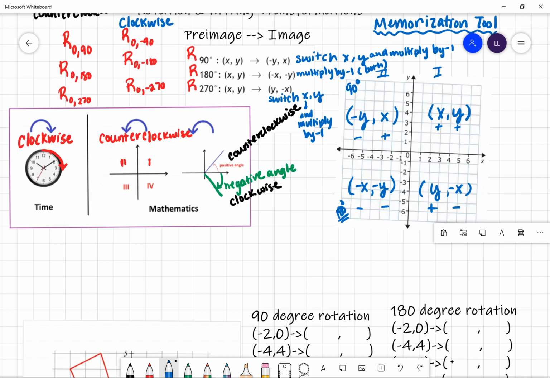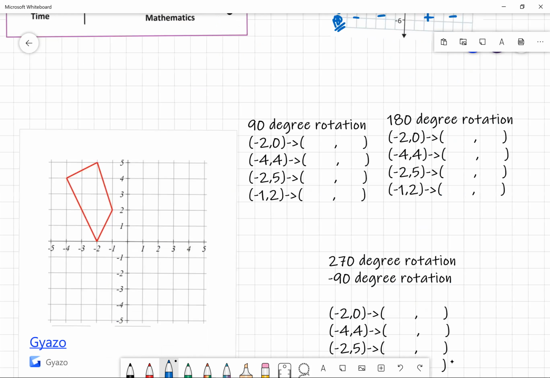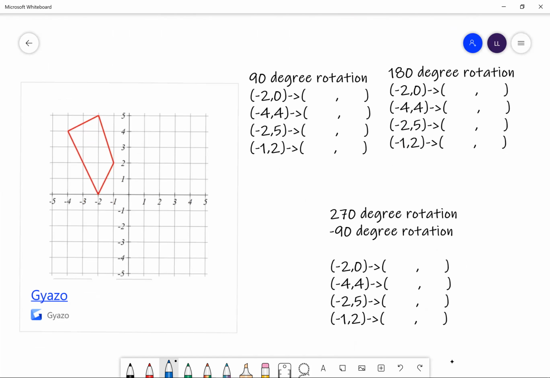Now, let's go do, I only have one example for this one. Go figure. So let's go. So for the 90-degree rotation, like we said, we're going to switch the X and Y. And remember, if I think about my memorization tool, 90 degrees, if I start in the first quadrant and I go to the second, that means my new X coordinate is going to be negative. So that's the rule. And now I'm going to just apply that rule to these points.